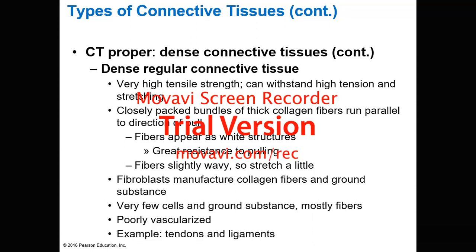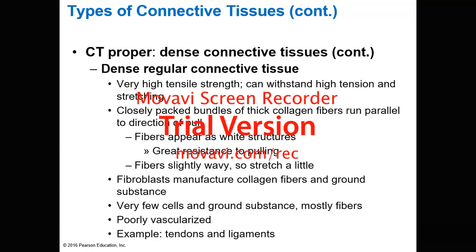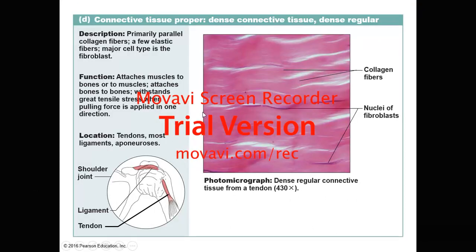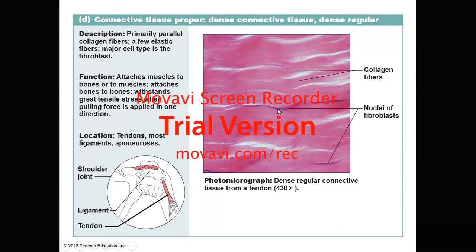It's poorly vascularized, so it doesn't have a good blood supply. Examples are tendons and ligaments. Okay, your example of dense regular connective tissue are tendons and ligaments. All right, so you see that wavy appearance. You see it's definitely dense. You see the collagen fibers are running parallel to each other. All right, definitely dense. And you see the nuclei of the fibroblasts.